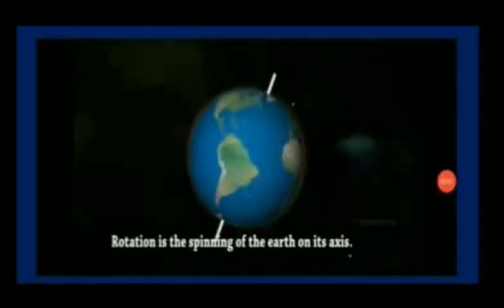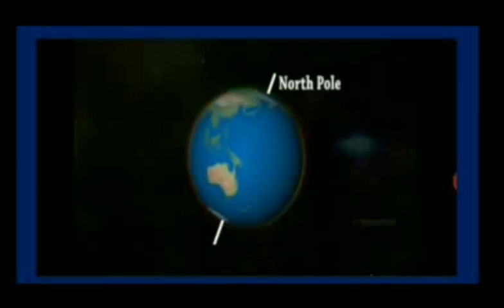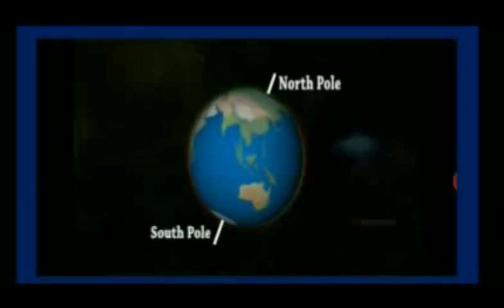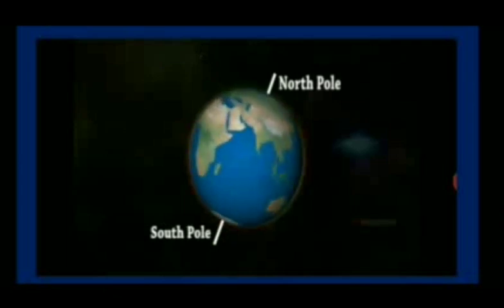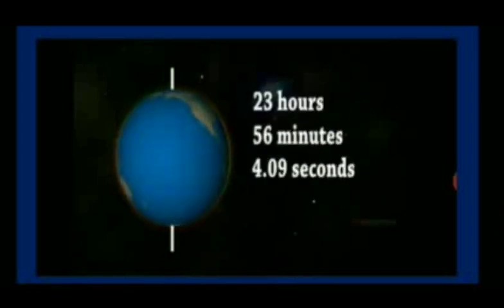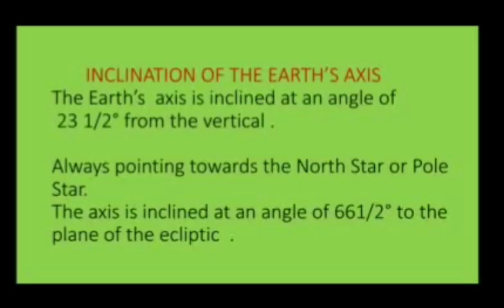Now you can watch this. Rotation is the spinning of the earth on its axis. The axis is an imaginary line which passes through the center of the earth from North Pole to South Pole. The earth completes one rotation in a span of 23 hours, 56 minutes, 4.09 seconds. Roughly, it is 24 hours.